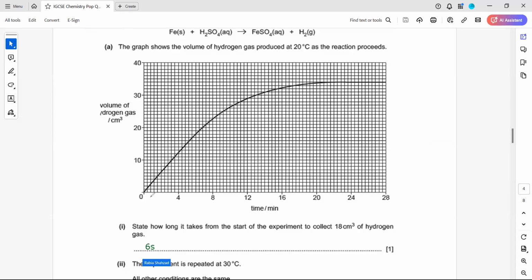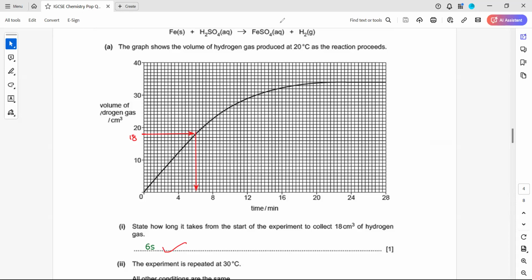So what you have to do is draw a line. Whenever you are using a graph, you should always draw the lines on your graph. Don't directly say the answer, even though it's a 1 mark. Show on your graph that you mark 18, and then from 18 you draw a line on your graph and then work out the time interval. 6 seconds is the right answer, but whenever you're using a graph, always show it by drawing the lines.